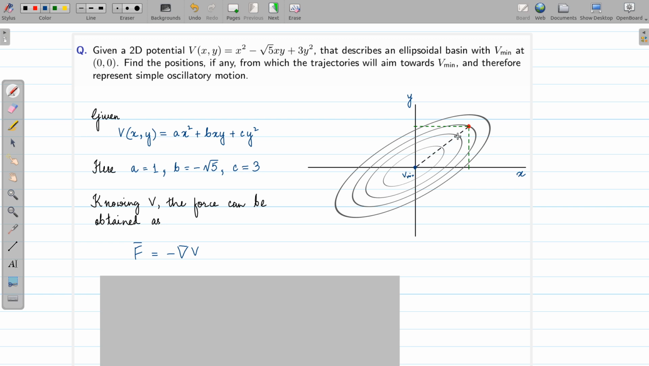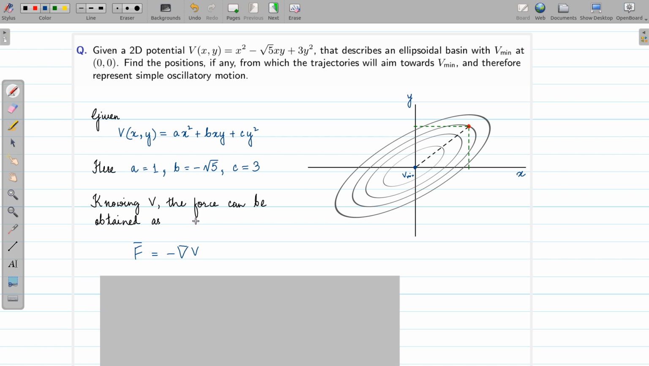Okay, and then it's going to keep on oscillating, it's going to keep on crossing the origin. If I keep it at some other place, then it's going to perform some much more complicated motion. Okay, but there are only certain places where if I keep it, it's going to perform oscillatory motion, simple harmonic motion. So we are interested in finding that. So this basically is the problem. So for that I need to know what is the force.